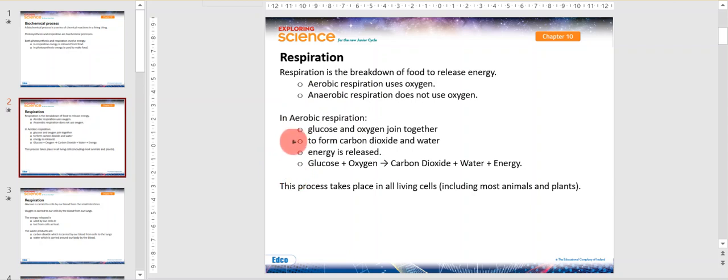In aerobic respiration, glucose and oxygen join together. We breathe in oxygen, for example, and we take glucose in from our food to form carbon dioxide and water. The whole point of respiration is to release energy. So this is our formula: glucose plus oxygen gives us carbon dioxide, water and energy. This is a biochemical process that takes place in all living cells, including most animals and plants.